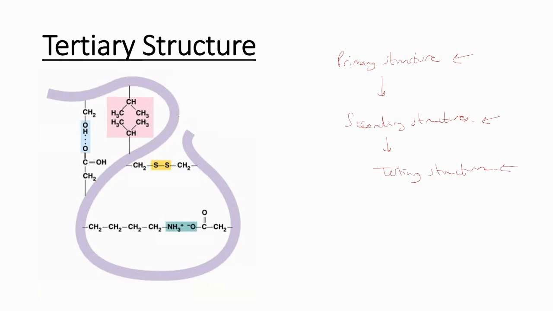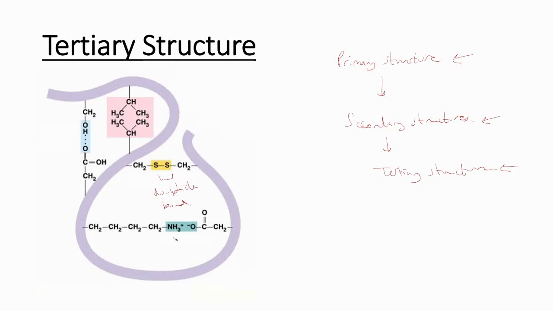How is this tertiary structure stabilized? What determines the shape of the polypeptide? Well, there are different interactions between R groups of different amino acids. You can see here a disulfide bond between two cysteines.